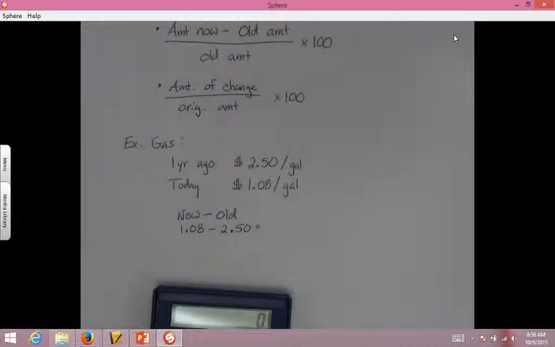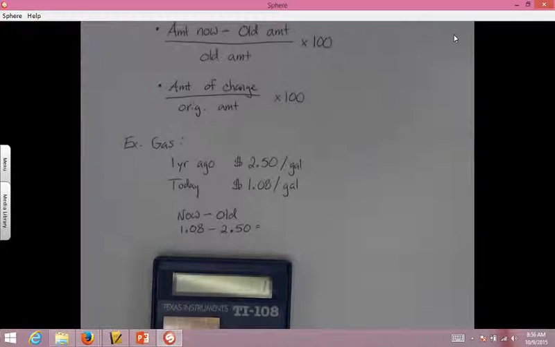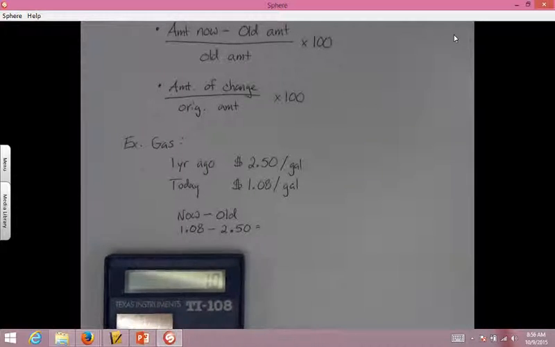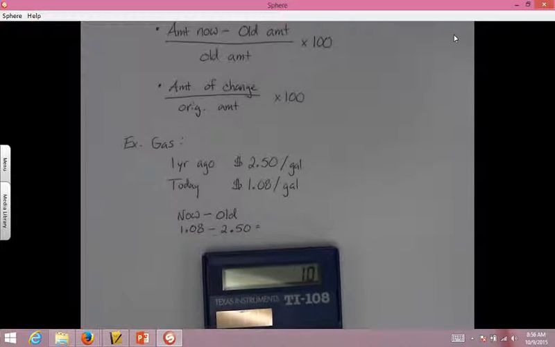So I subtract that in my calculator. $1.08 minus $2.50, and I get negative $1.42. It's negative because the price decreased. Make sure you look for that negative sign, and depending which calculator you use, it might be right with the number, or it might be all the way over on the other side of the screen.